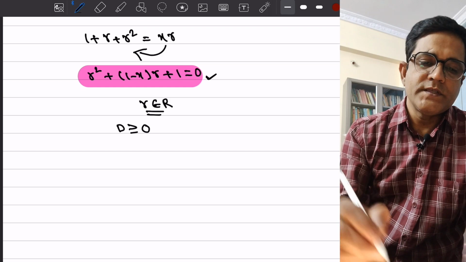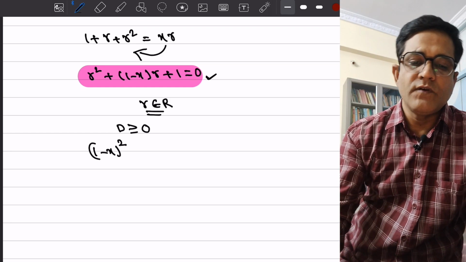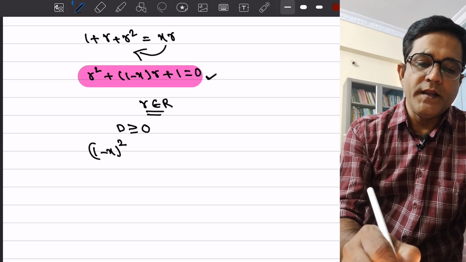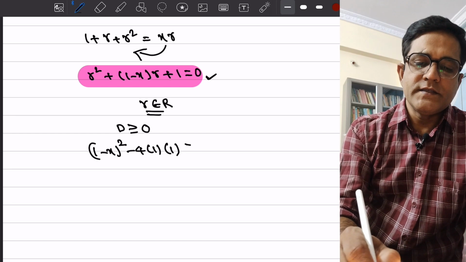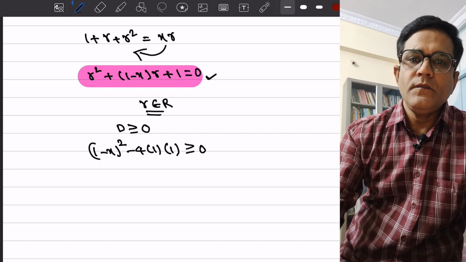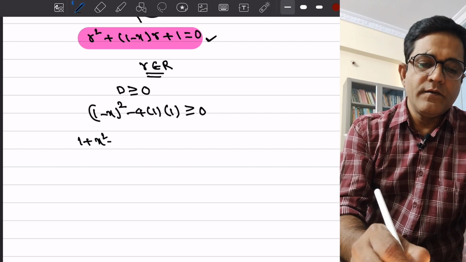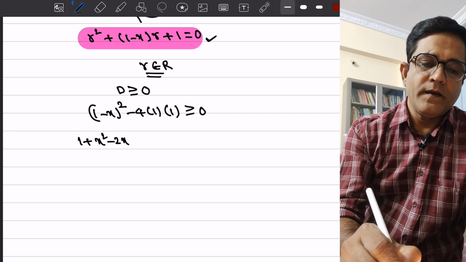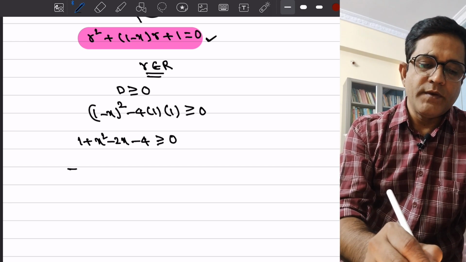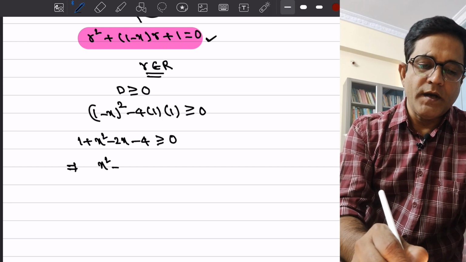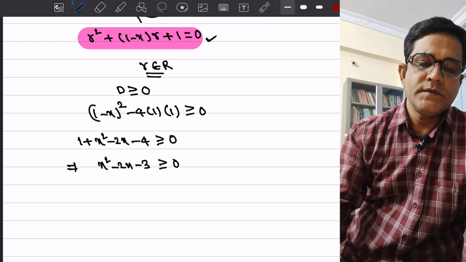So if you impose this condition, then what happens? Discriminant b square minus 4ac, that is 1 minus x whole square minus 4 into the coefficient of r square, which is 1, into the constant, which is also 1, is greater than or equal to 0. Now if you expand this one, then what do you get? 1 plus x square minus 2x minus 4 is greater than or equal to 0. This implies x square minus 2x minus 3 is greater than or equal to 0.